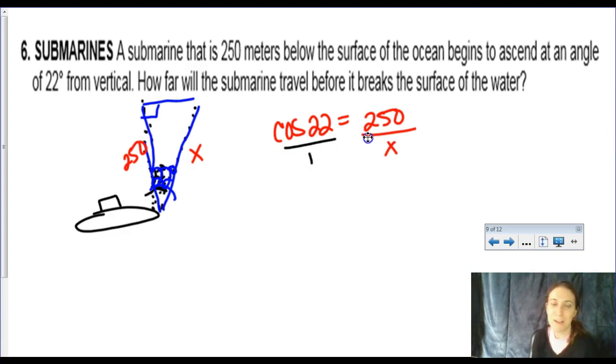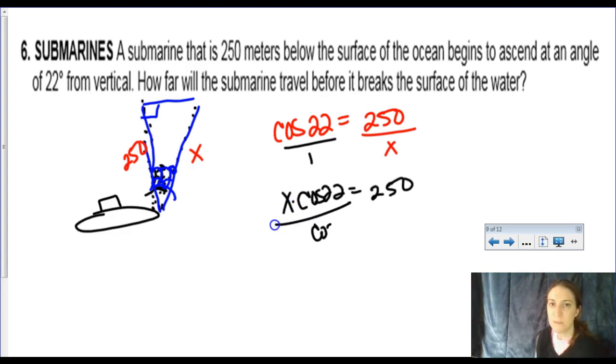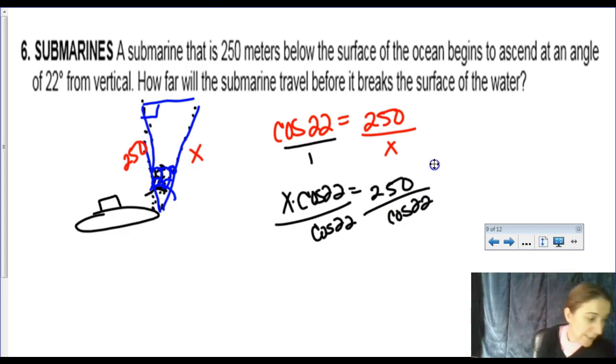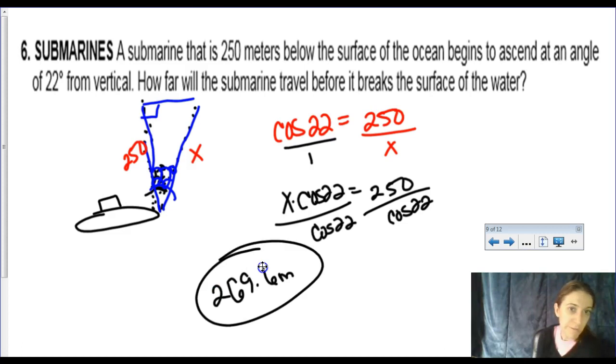All right, this time we are not going to use inverse cosine because we already have the angle. We're looking for a leg. We're going to use a cross product. So x times the cosine of 22 equals 250. So we're going to have to divide 250 by the cosine of 22. I already did this, so I got an answer of 269.6 meters is how far that submarine's going to have to travel.